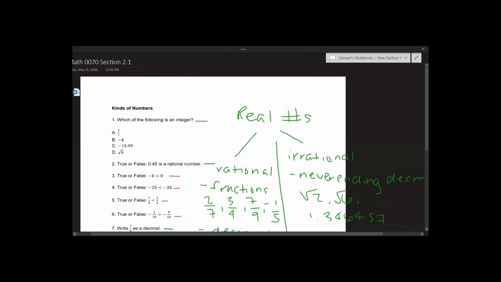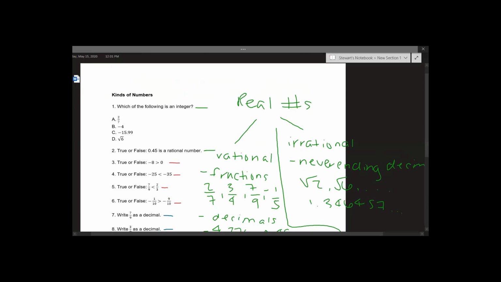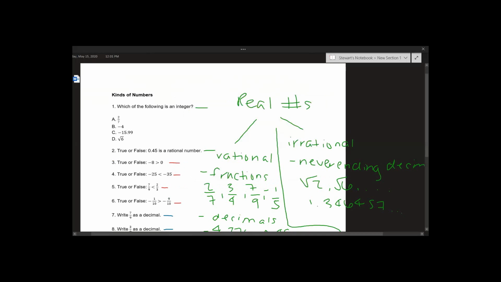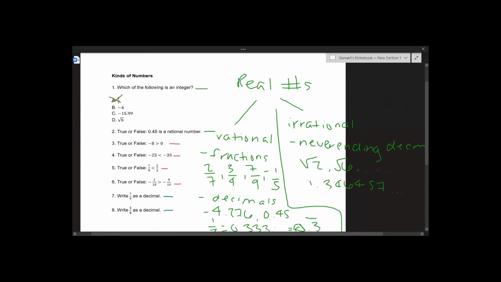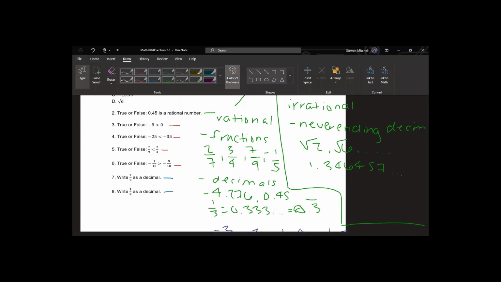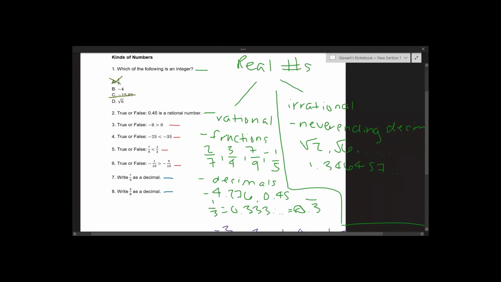So if we apply what we just talked about to this question now, which of the following is an integer? Well, if we use what we just saw, as in the example here, this is a fraction which falls under rational numbers. So this couldn't be it. If we talk about -15.99, that qualifies as a terminating decimal, as we see down here. So that can't be it.